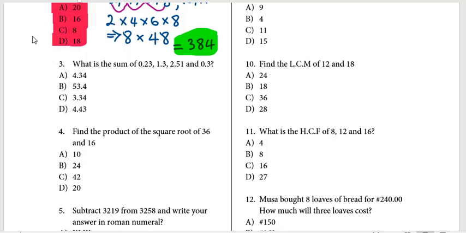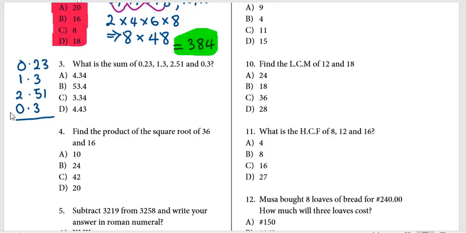The third question says what is the sum of the following numbers? Sorry, actually it says what is the sum of 0.23, 1.3, 2.51, and 0.3. Sorry for that. So let's go. 0.23, 1.3. In decimals, make sure the decimal points align. 2.51, 0.3.